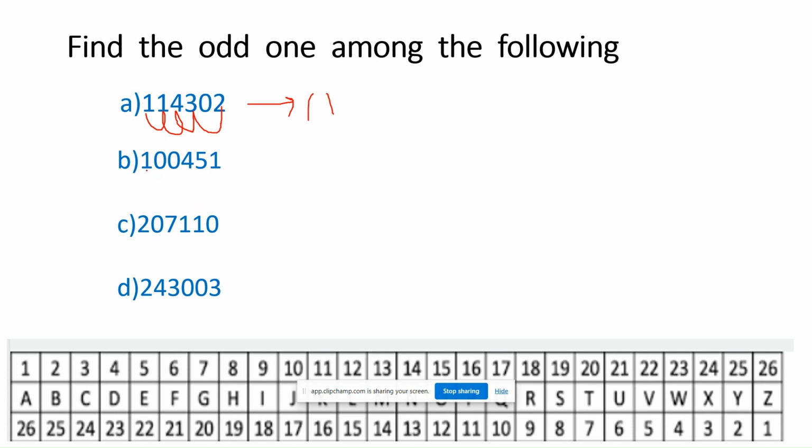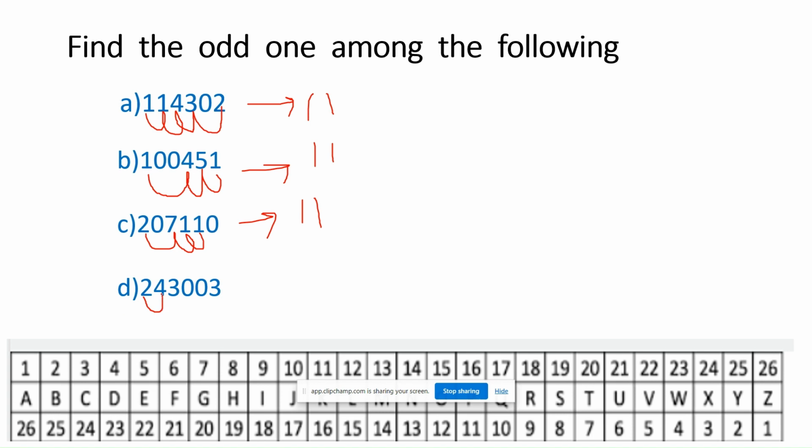See, 0 has no value, so I am skipping zeros. Okay, 1 plus 4 is nothing but 5. 5 plus 5 is 10. 10 plus 1 is 11. Okay. So here also 11. So next number, we'll add 2 plus 7 is 9. 9 plus 1 is 10. 10 plus 1 is 11. So here also 11. Now let us see the next number.